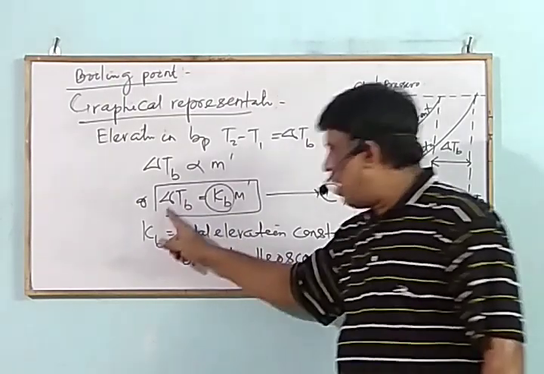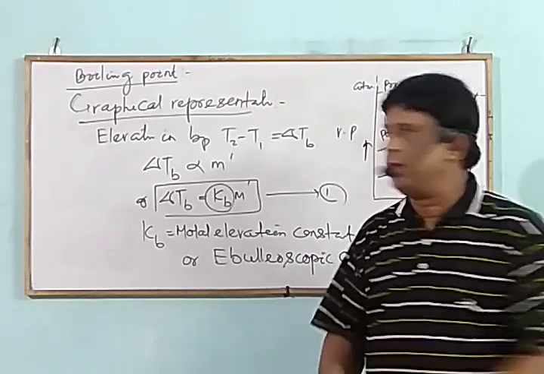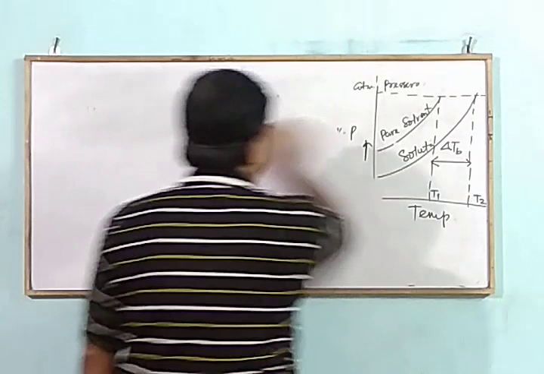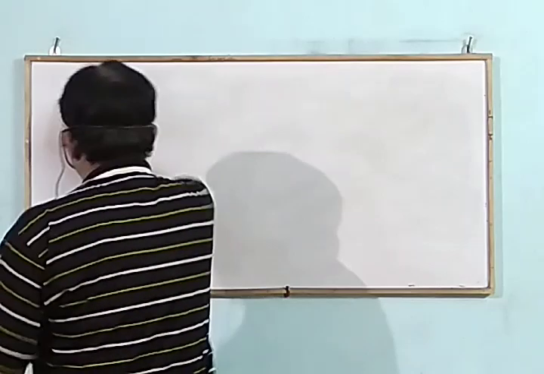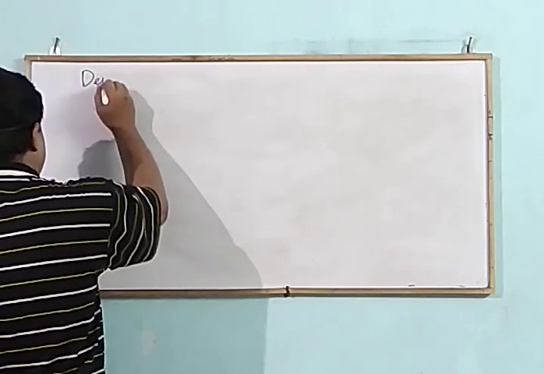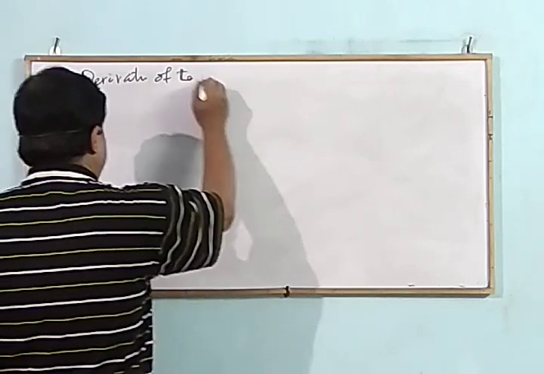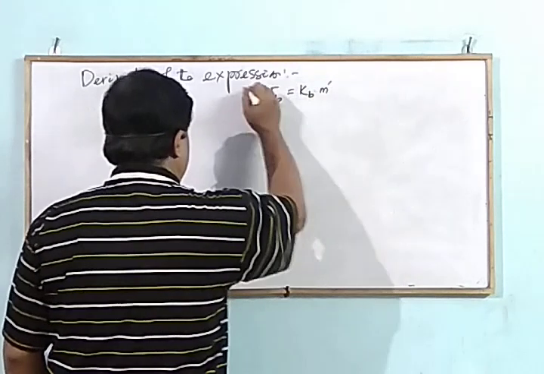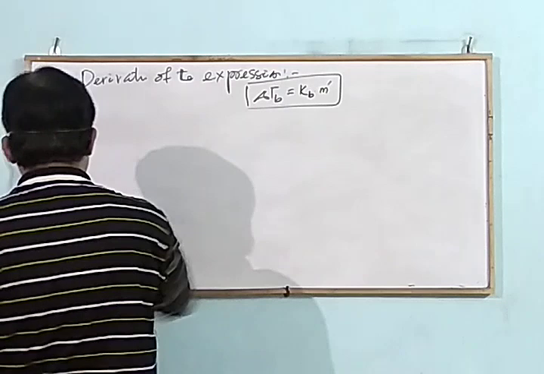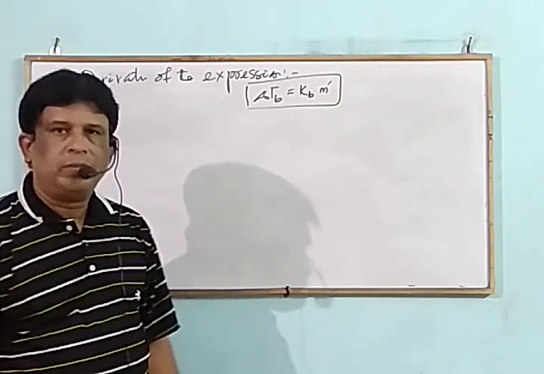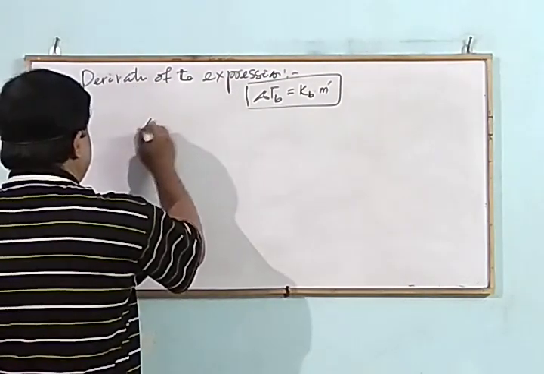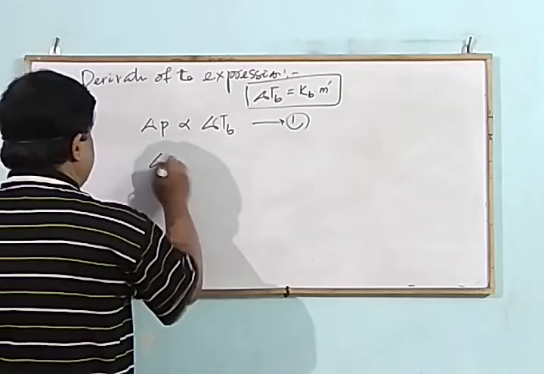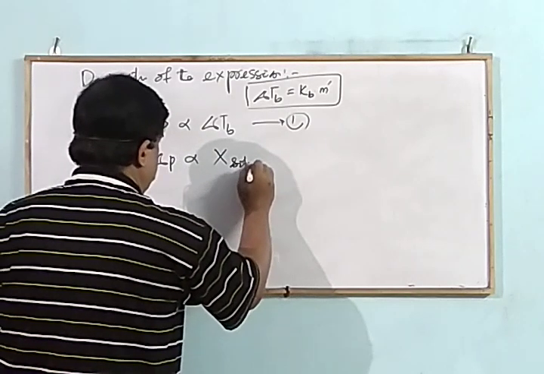Then we have to prove that relation, how del Tb is equal to Kb into molality. Derivation of the expression: del Tb is equal to Kb into molality. We have to derive this relationship. Mark that. It is known that two relations are there. That is, del P proportional to del Tb, equation 1. Equation 2: del P proportional to mole fraction of solute.